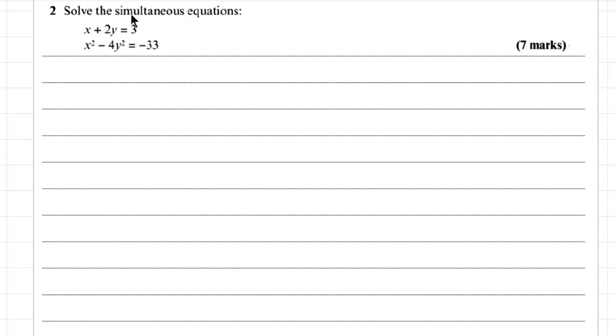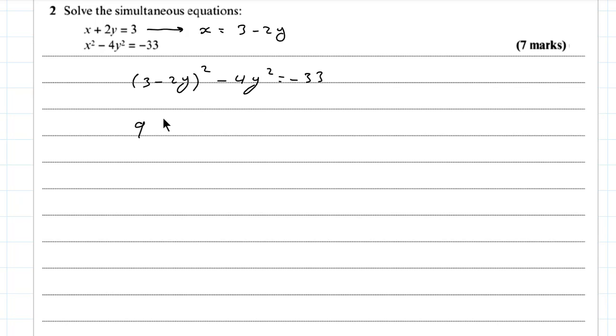Okay, question 2, solve the simultaneous equations. x plus 2y equals 3, x squared minus 4y squared equals negative 33. Okay, from this equation we can represent x in terms of y like this, 3 minus 2y, and by substituting here we can replace x with 3 minus 2y all squared minus 4y squared equals negative 33.